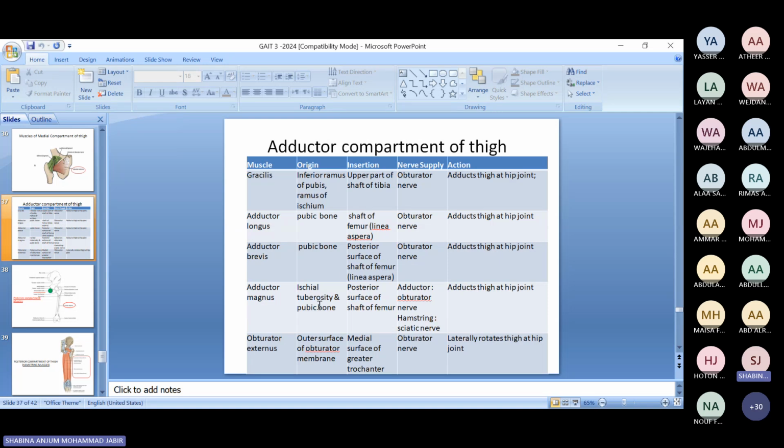It has two origins, one from the pubic bone and one from the ischial tuberosity. So this muscle belongs not only to the adductor compartment, but also to the posterior compartment. Means you can write here that it belongs to the medial as well as the posterior compartment, because it has two heads coming from two different bones, ischial and pubic. Two nerve supplies, obturator and sciatic.